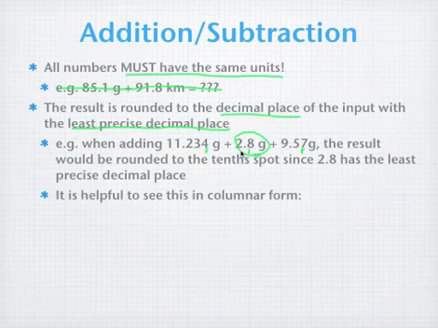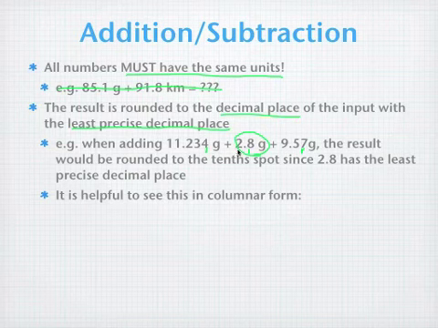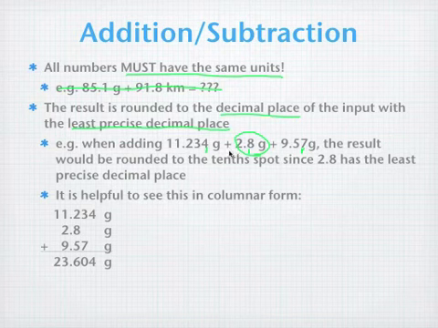It's often helpful to see addition and subtraction in columnar form. So let's take a look at how this works. Let's put together our 3 numbers, 11.234 grams. Notice all the units are the same, 2.8 grams, 9.57 grams. In order to know how to round, we find that number with the least precise ending. And let's draw a line right down there indicating that's as far out as our result can go. Since that's going to be where we round to, the 23.6 is going to be our answer. 23.6 grams, that 0 and 4 get dropped.